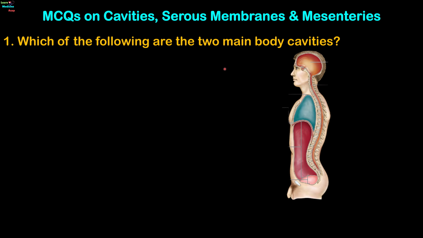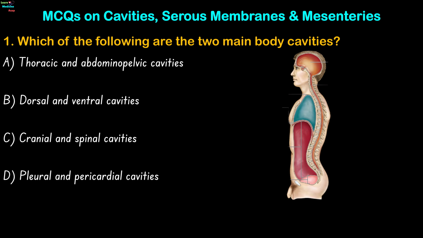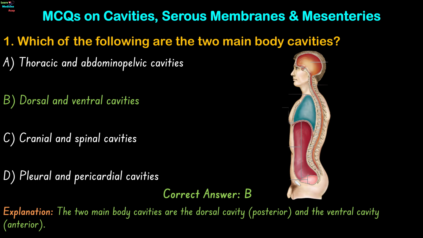Question 1. Which of the following are the two main body cavities? Thoracic and abdominopelvic cavities, dorsal and ventral cavities, cranial and spinal cavities, or pleural and pericardial cavities? The correct answer is option B. The two main body cavities are the dorsal cavity, posterior, and the ventral cavity, anterior.